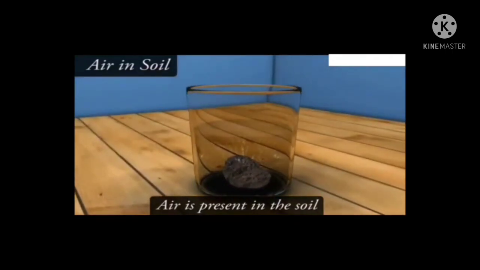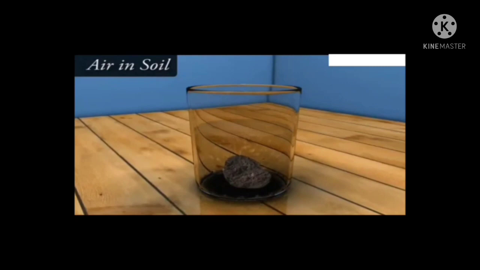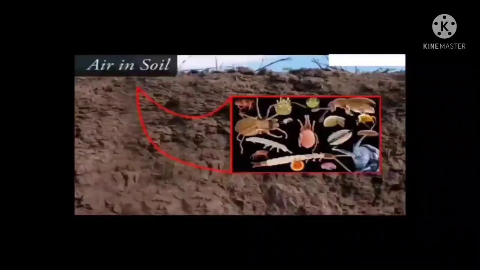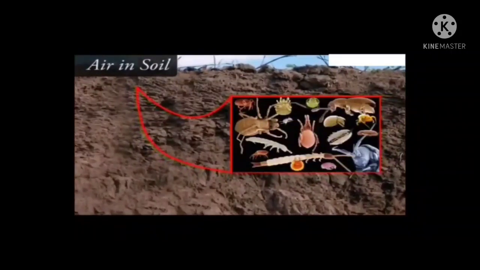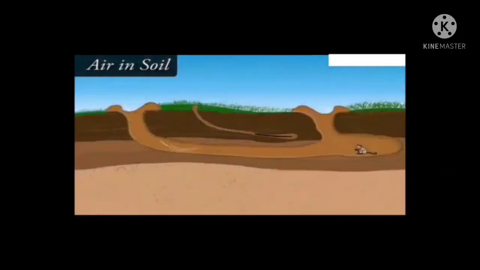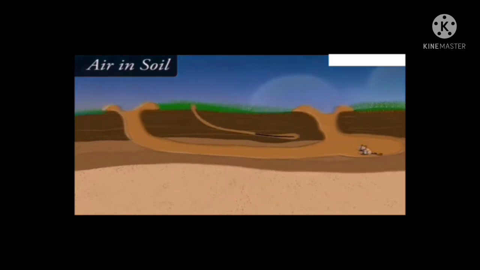When water is poured on the lump of soil, it displaces the air, which is seen in the form of bubbles. The organisms that live inside the soil and the plant roots respire in this air. We can see a lot of burrows and holes formed in deep soil by animals living in the soil. These burrows also make spaces available for air to move in and out of the soil.